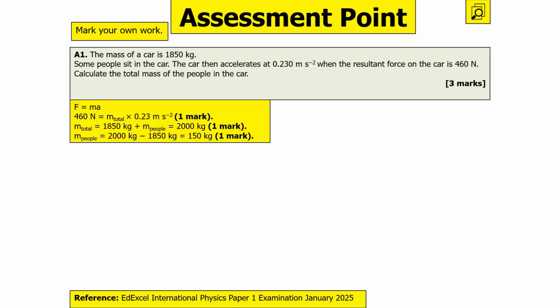So we know F equals ma. So it's 460 equals mass times 0.2. So the total mass is 1,850, the car, plus the mass of the people. That's got to equal in total, therefore, 2,000 kilograms. So the mass of the people must be 150 kilograms.